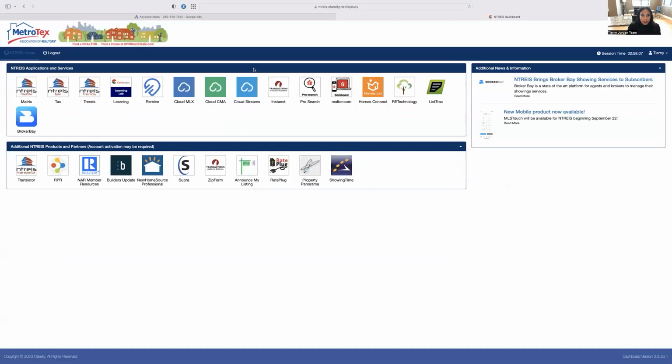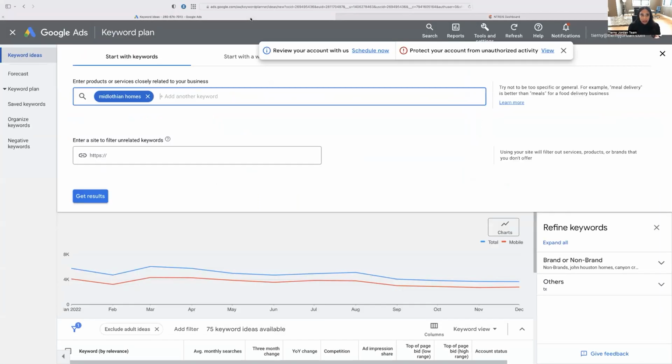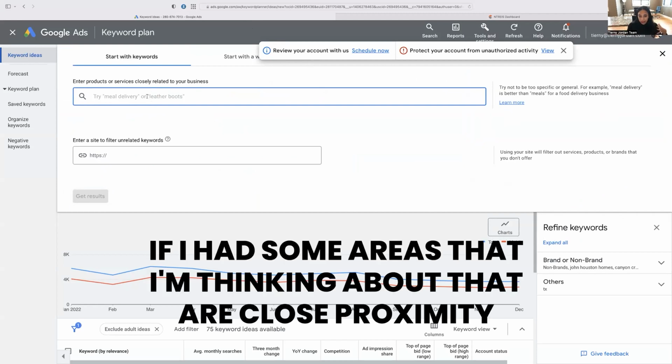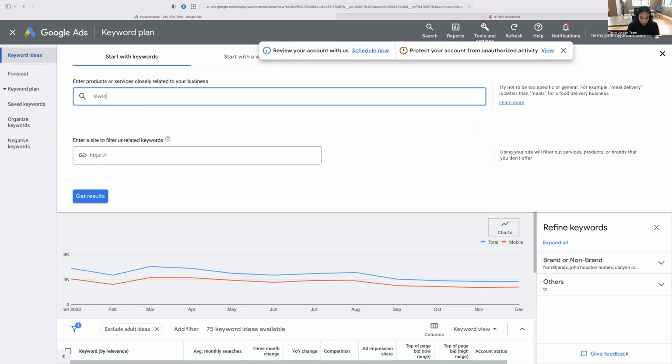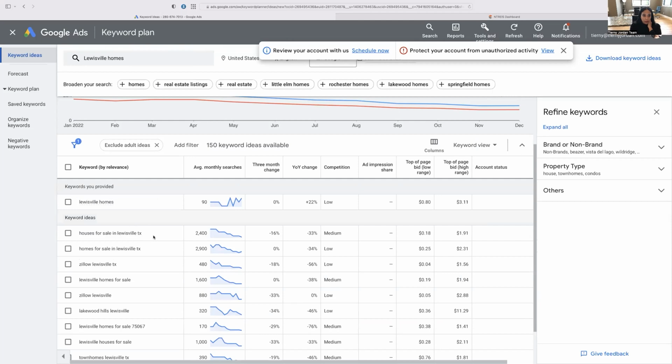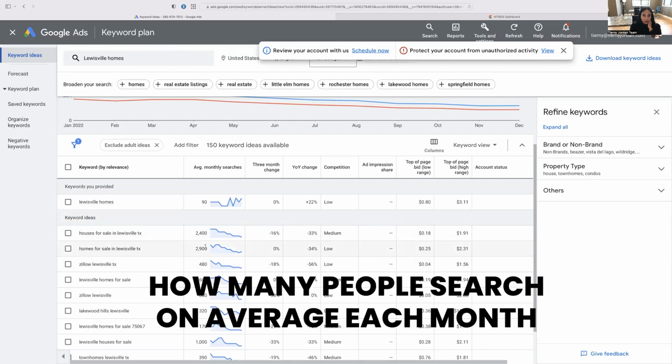So we're going to start with a keyword tool analyzer. You can use any keyword tool analyzer. This is Google's. So if I have some areas that I'm thinking about that are close proximity, I will type in Louisville, which is a city, and then I'm going to just type in Louisville homes and get results. These keyword tool analyzers are going to show me a couple of things. They're going to show me how many people search on average each month.